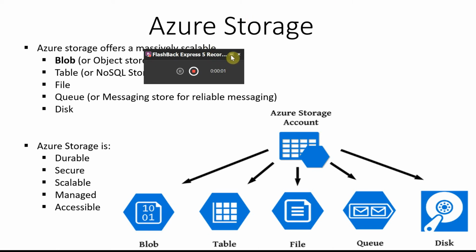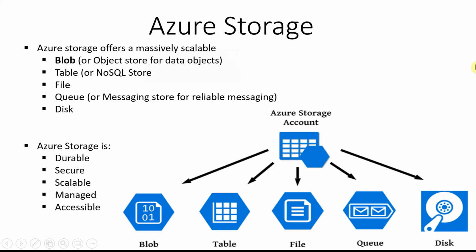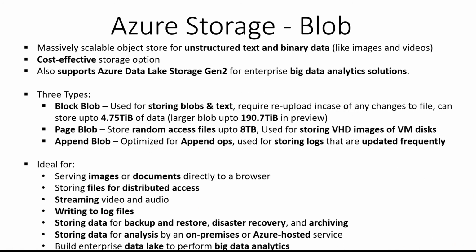Let's do a quick roundup, just a recap of what we covered before. So I think we discussed Azure Storage, where we have blob, table, file, queue, and disk. And also we looked at blob storage. We also discussed the types of blob storage: block blob, page blob, and append blob. These are three types that we saw.